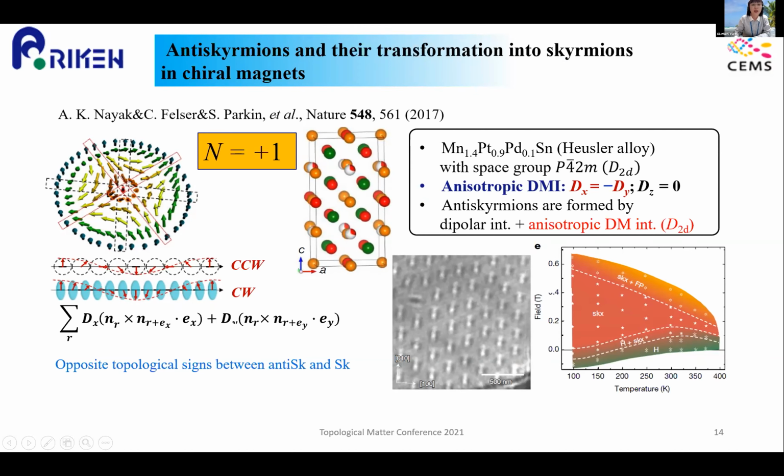Yes, so in 2017, Dr. Parkin and Professor Fields' group discovered the antiskyrmion in a Heusler compound. In contrast to the isotropic DMI vector in the B20 chiral magnets, this anisotropic DMI with the opposite sign actually favors the formation of antiskyrmions.